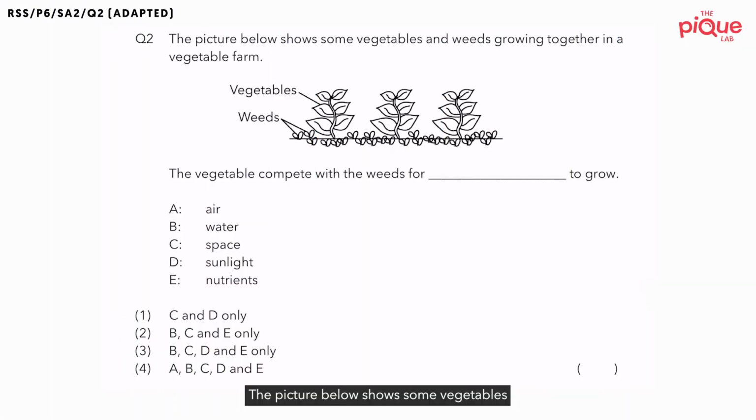Question 2. The picture below shows some vegetables and weeds growing together in a vegetable farm, and the vegetables need to compete with the weeds for some resources in order to grow well. Now, looking at this question, I want you to take out your highlighter and highlight the word compete. When you think of the word compete, what do you link the word compete to?